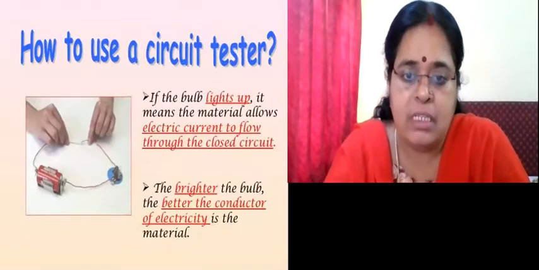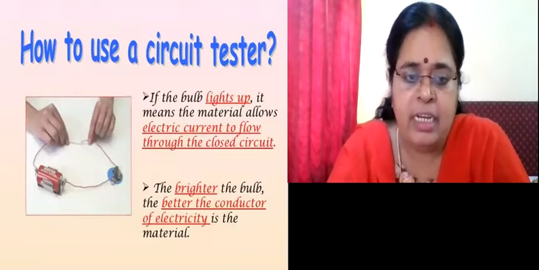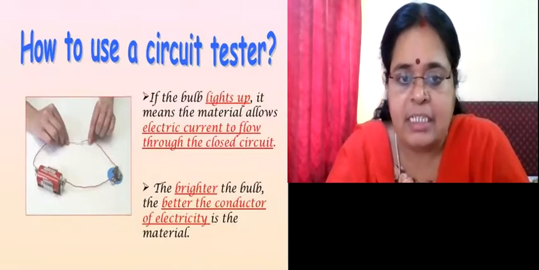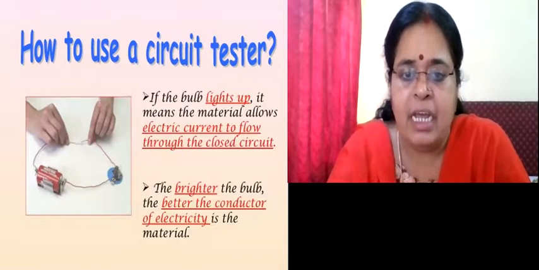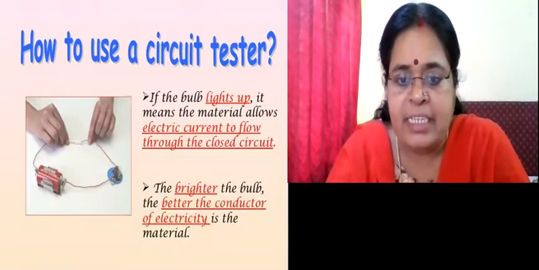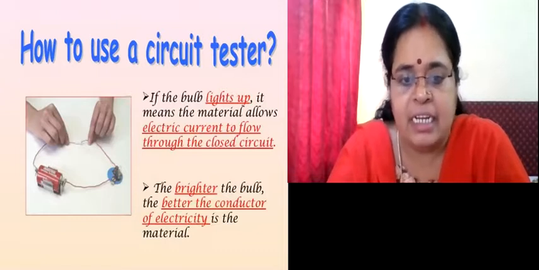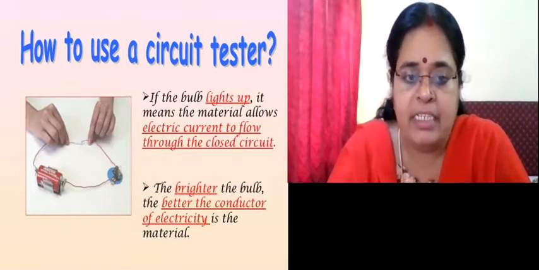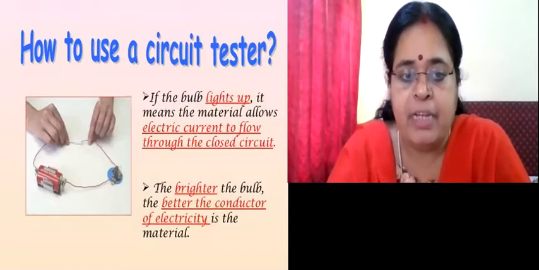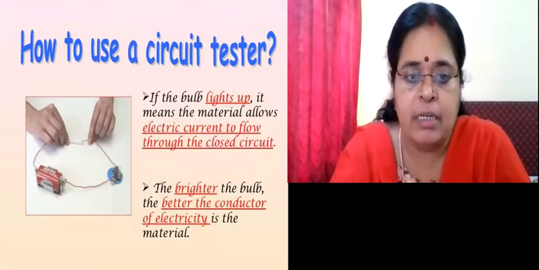Now, how to use a circuit tester? After making the connection tight, if the bulb lights up or glows, it means the material allows the electric current to pass through the closed circuit. But the brighter the bulb, the better is the conductivity of that material. If the bulb does not glow, or does not glow brightly, it shows that the material is not a good conductor.